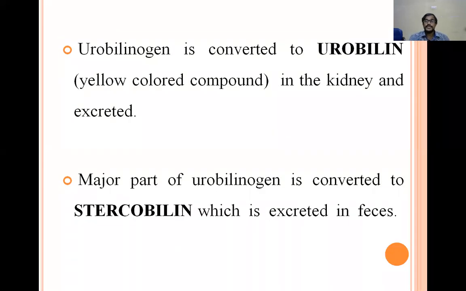And urobilinogen is converted to urobilin and stercobilin. This we have already seen. And urobilin enters the liver and is excreted in the urine, and stercobilin is excreted in the feces. And we know it is urobilinogen that we get from the bilirubin.